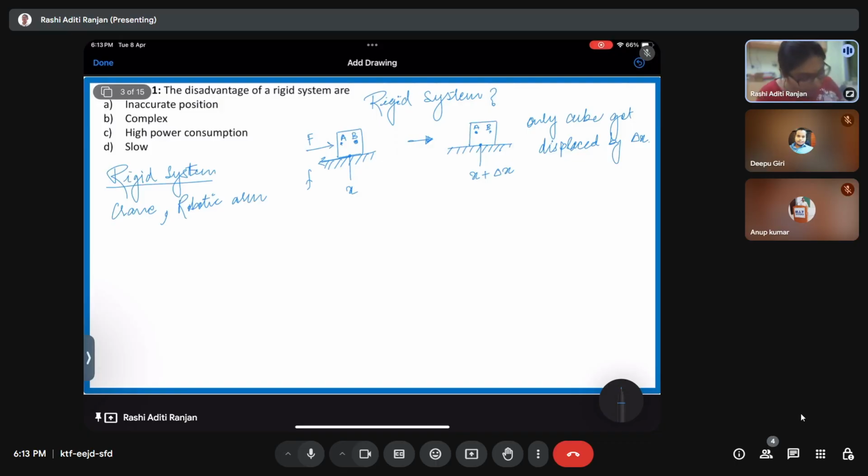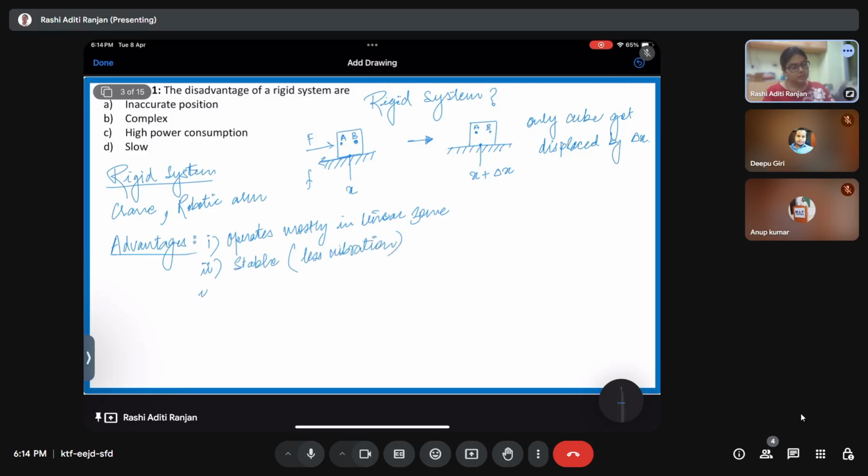Okay, so if I talk about the advantages of a rigid system, first and foremost, it operates mostly in the linear zone. Okay, so if it is operating in the linear zone, it is very easy to make a mathematical equation to predict its behavior under various conditions. Second, it is stable, which means it has less vibration.